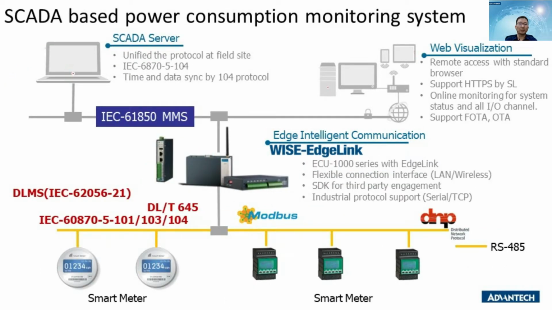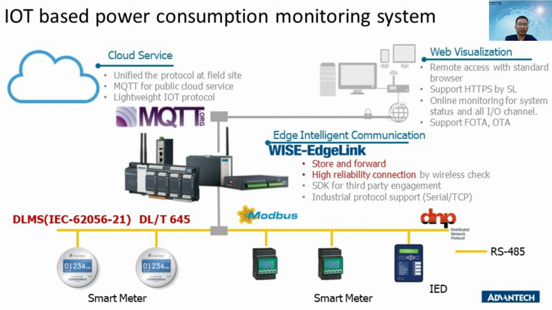Okay, next is a similar application for the SCADA-based power consumption monitoring system. Instead of using Modbus, the smart meters are using DLMS, also DLT645. And then the other smart meter is using Modbus and also the DMP protocol. The data will be collected by using our ESRP product and sent out to the SCADA server via IEC 61850 MMS.